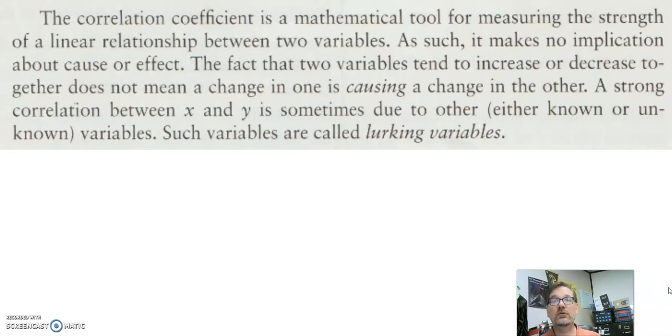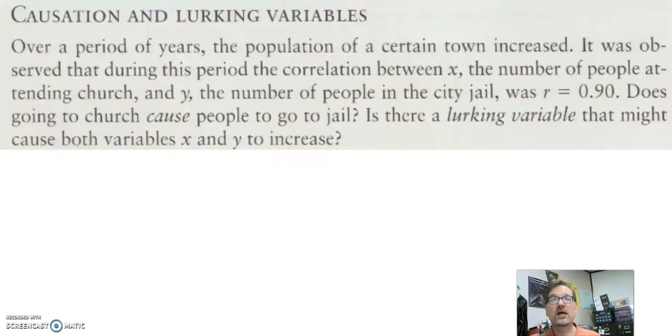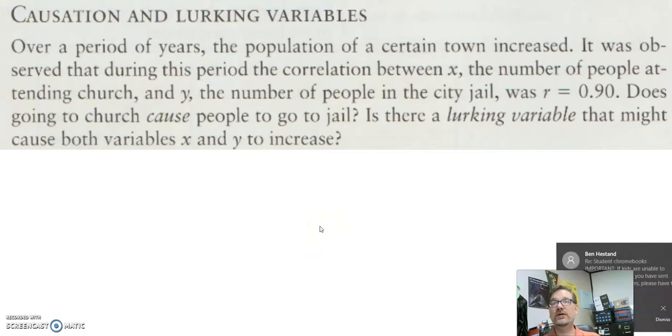What we need to watch out for, though, is when we have lurking variables. Lurking variables are when we have a correlation that seems to be a strong value, but what we're looking at doesn't affect each other. For instance, a lurking variable is neither an explanatory nor a response variable. Okay, it's not either one. So like this one, over a period of years.